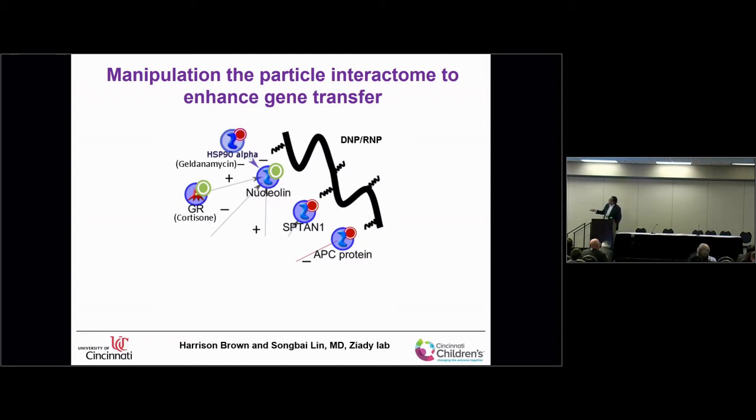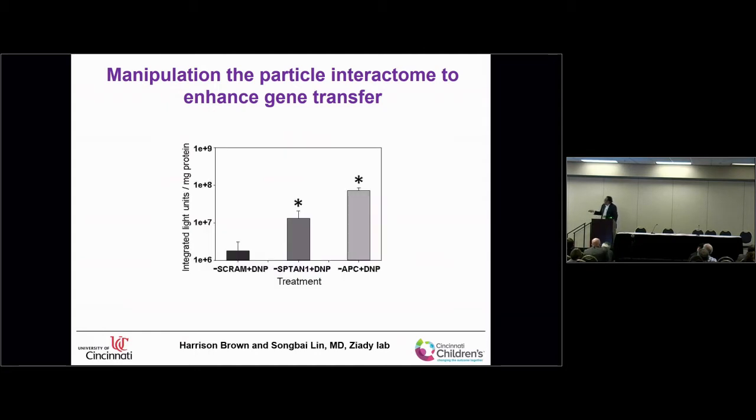But we find interaction with spectrin, with APC1, glucocorticoid receptor and nucleolin, and HSP90 also interact with the particles. This interaction with nucleolin is affected heavily by what's going on with HSP90 and glucocorticoid receptor regulation of nucleolin levels at the surface of the cells. And we can modulate these things with drugs like cortisone or geldanamycin or 17-AAG, as well as knock out these proteins, for example, if we want to do stuff ex vivo.